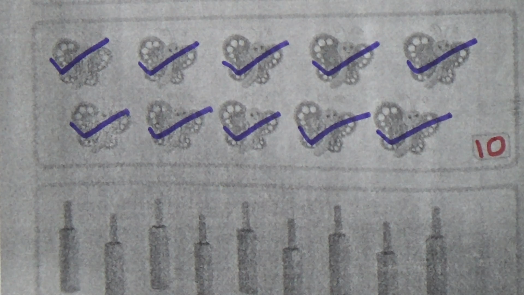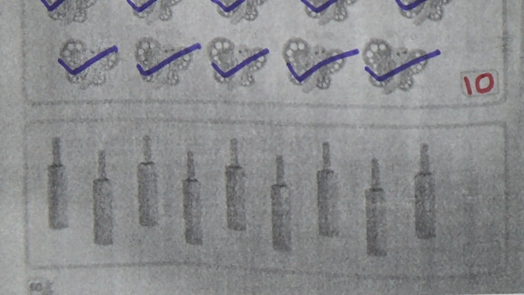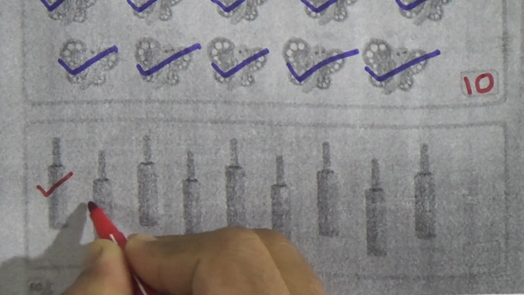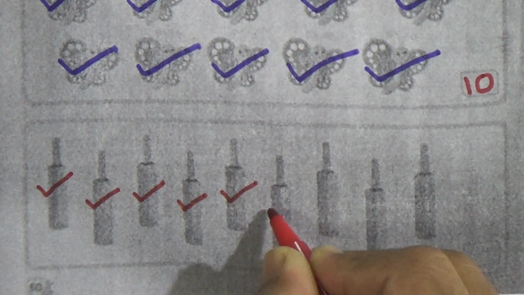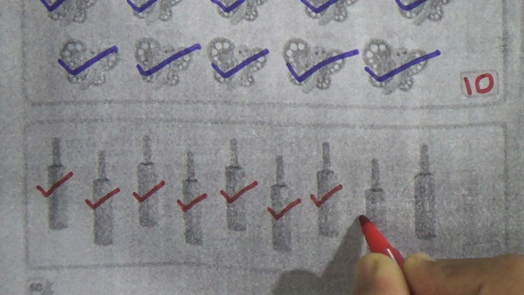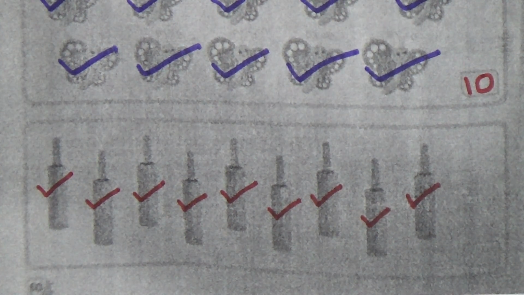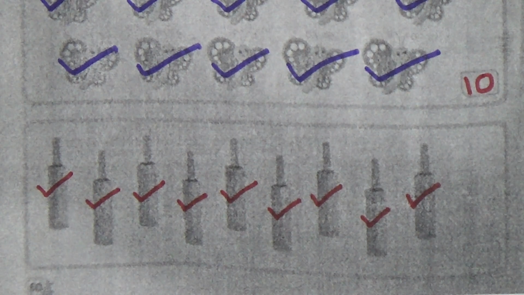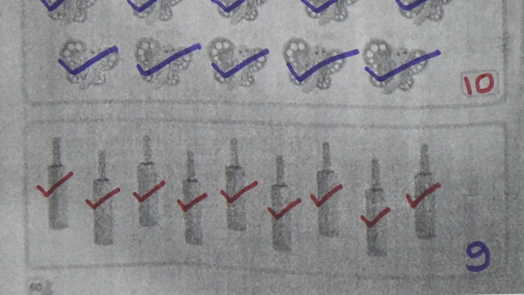Now in the next picture we have some bats. So we should count the bats. How many bats are there? Count it down. It's 1, 2, 3, 4, 5, 6, 7, 8 and 9. Dear students, there are 9 bats. That means there are 9 things. So you should write down 9 in this blank.